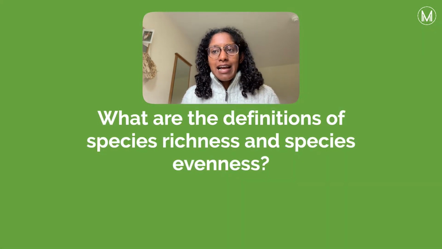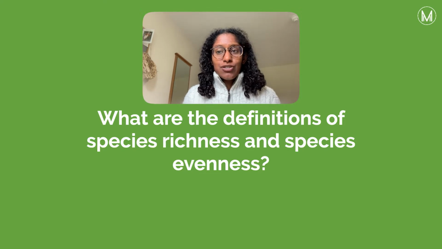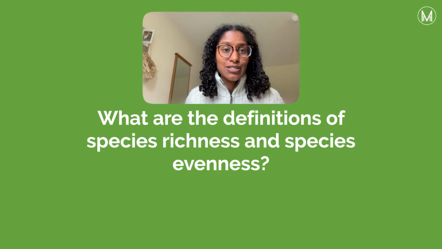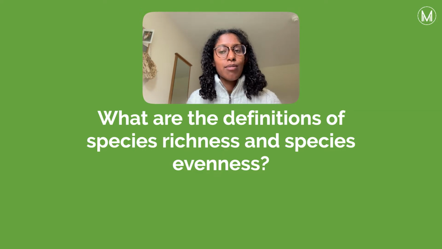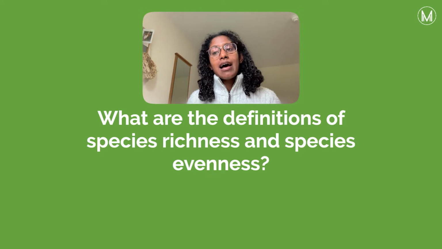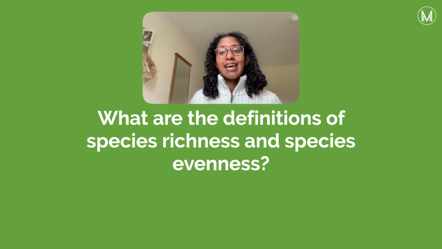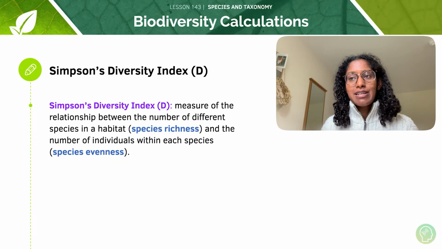So let's recap the different definitions of species richness and species evenness. We talked about them in our last tutorial. Remember, species richness is the number of species present within a population, and species evenness is looking at the number of individuals within each of those species. So our diversity index is going to take into account both of these measures.